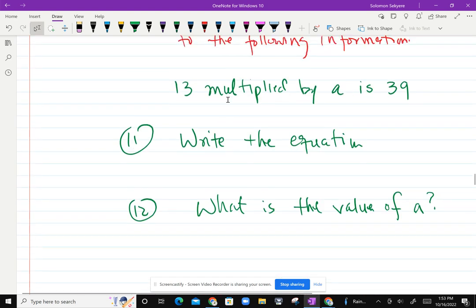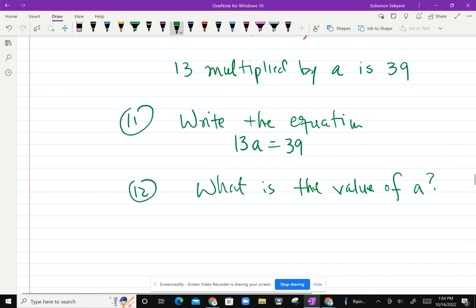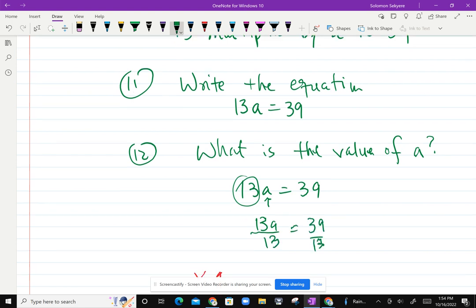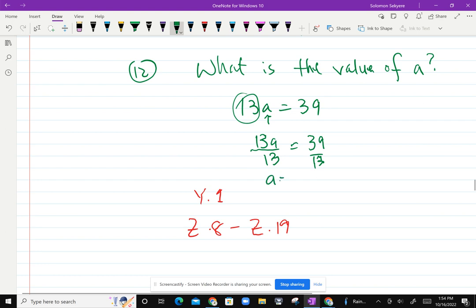All right, what about 13 multiplied by A is 39? How do we do that? Remember we did something earlier? 13 multiplied by A is 39. We find our variable by dividing both sides by the coefficient. So 13A over 13 equals 39 over 13. Make sure your work is just like this. A equals 3. Are you with me?